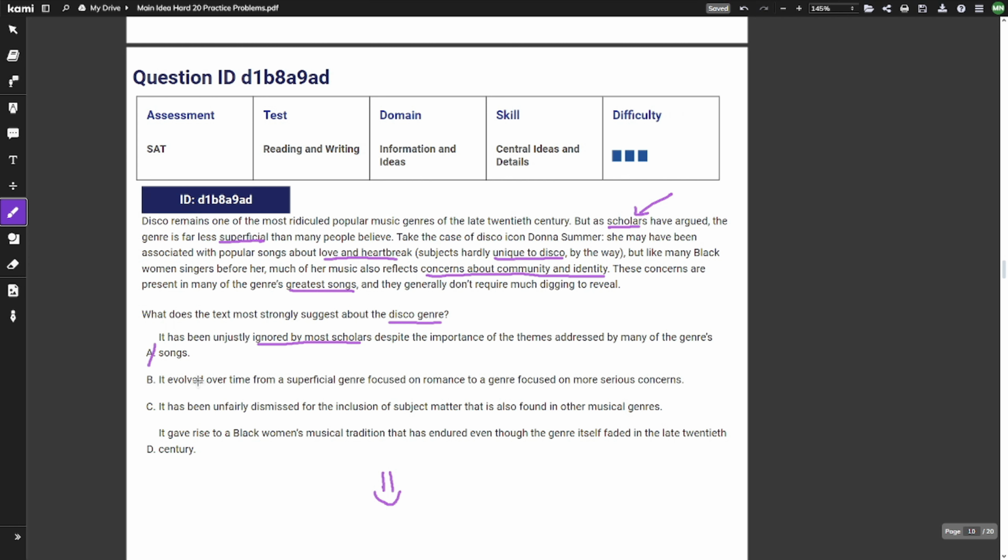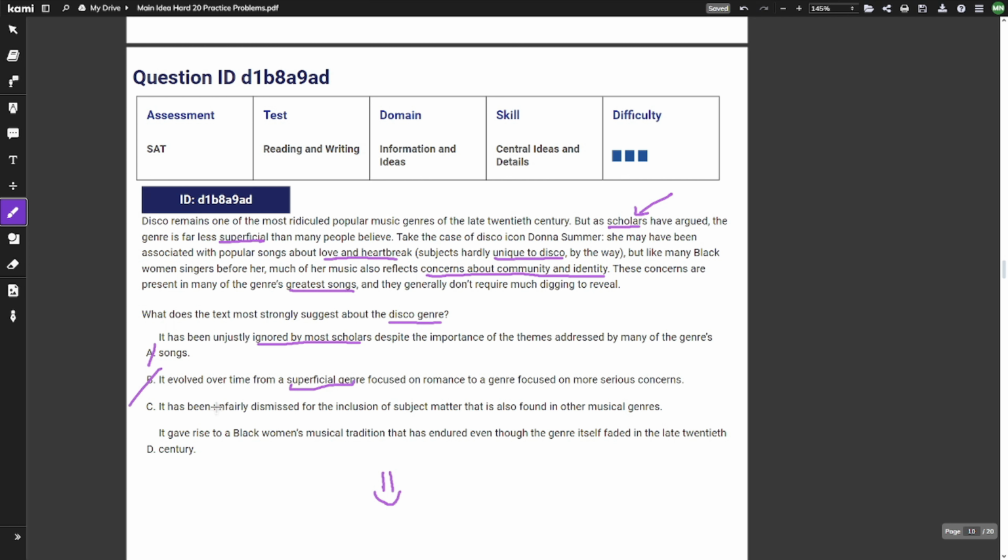B. It evolved from a superficial genre focused on romance to a genre focused on more serious concerns. No, that is not what the text says at all. This text is just talking about how it's not as superficial as people believe, not that it is a superficial genre. So it's not going to be B.